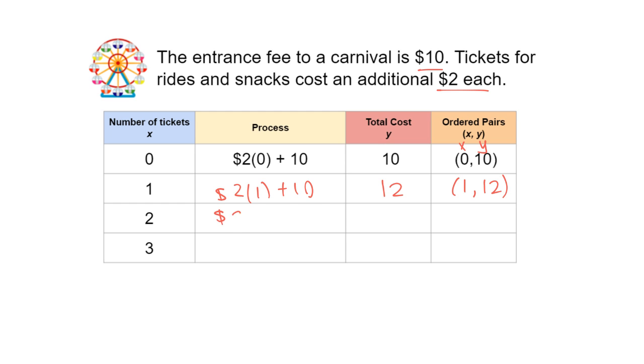For 2 tickets, I'm going to do $2 times 2, which is 4, and then 4 plus 10 is 14. So my ordered pair is (2, 14), 2 tickets, $14. And then the last example I have here is 3 tickets, so $2 times 3 plus 10. 2 times 3 is 6. 6 plus 10 is 16. So my ordered pair is (3, 16), 3 tickets, $16.